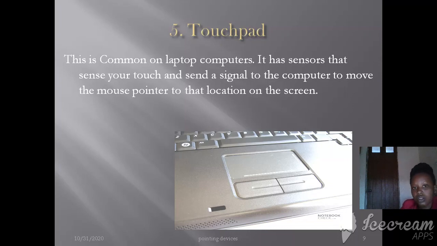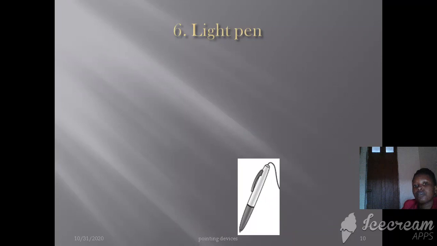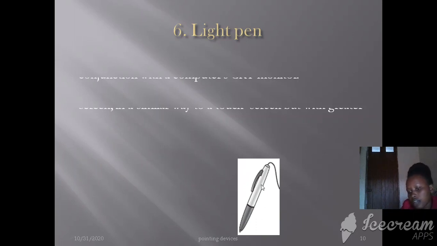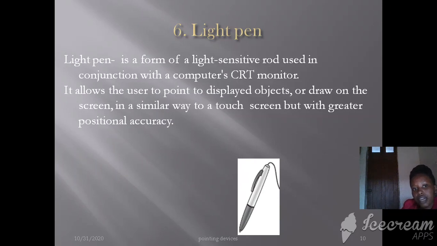So we also have what we call the light pen as another pointing device, and we can also see here in the diagram we have our light pen. This is how it looks like, and this light pen is a form of a light sensitive rod used in conjunction with a computer's CRT monitor. That is our light pen.